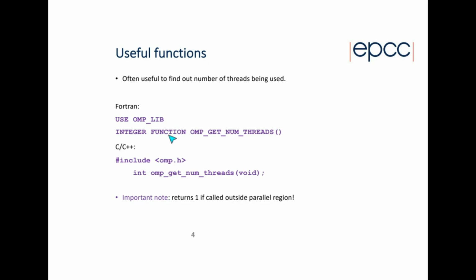In Fortran, in order to get access to the runtime library, which is part of the standard, the module is always called OMP_lib. So we need a use OMP_lib at the top of the routine. And in C and C++, the appropriate header file is always omp.h. So that's again standardized. So we have to #include omp.h, and then we can call omp get num threads.